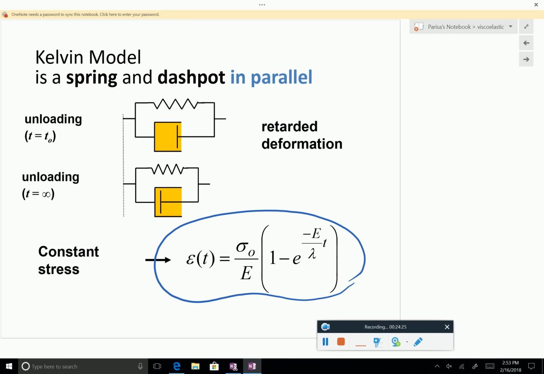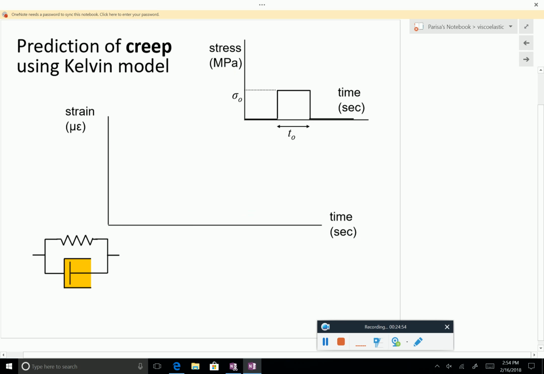So when we apply the stress, the spring wants to immediately deform, but the dashpot prevents it from immediately deforming. So it causes a retarded deformation. What I want you guys to do is try to plot this response. Now we know how it looks like here.